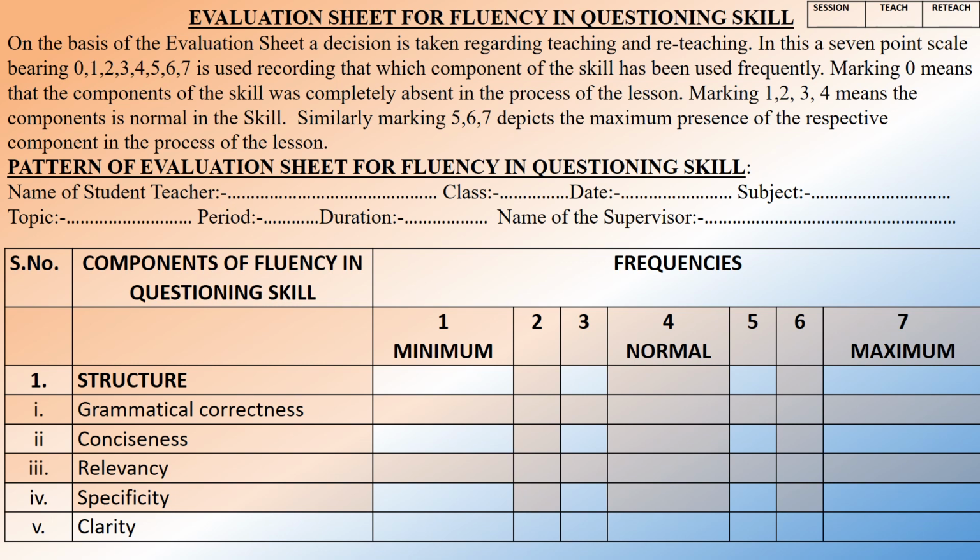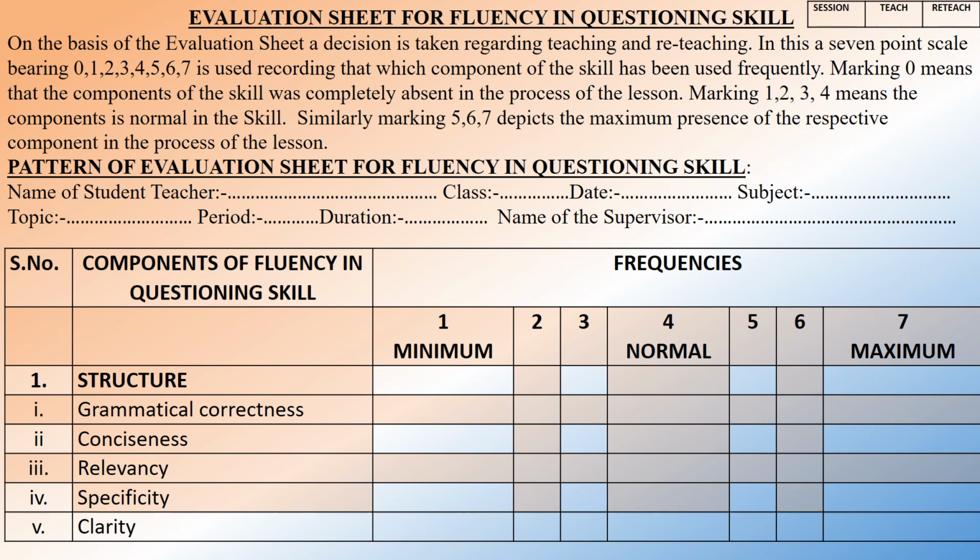Marking 0 means that the component of the skill was completely absent in the process of teaching. Marking 1, 2, 3, 4 means that the component is normal in the skill of teaching. Similarly, 5, 6, 7 depicts the maximum presence of the respective component in the process of the lesson.